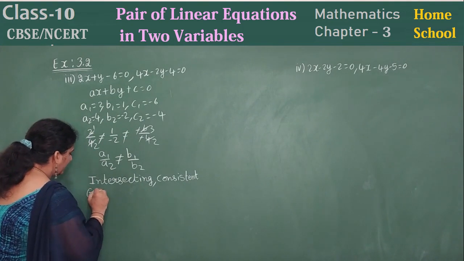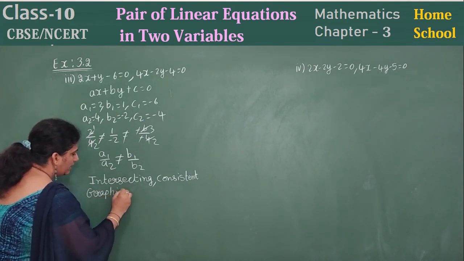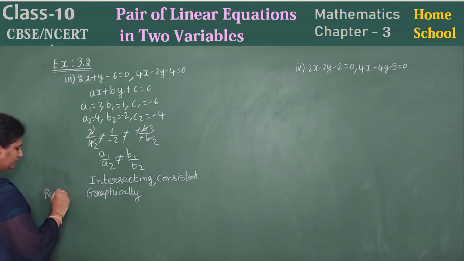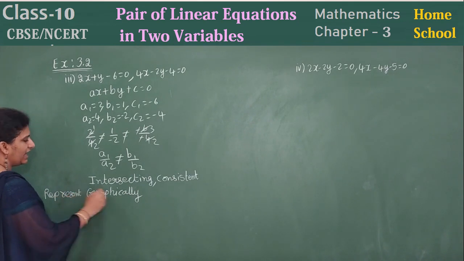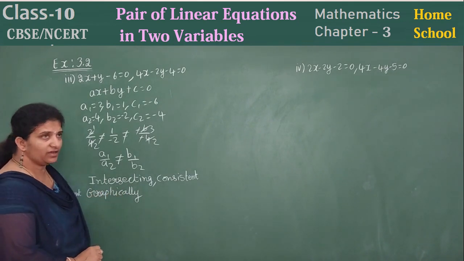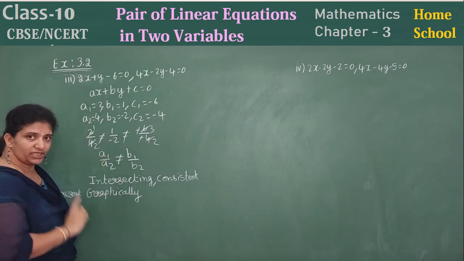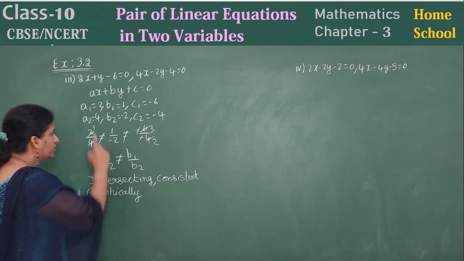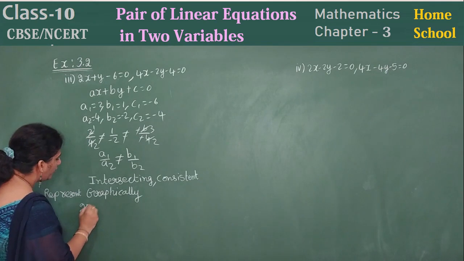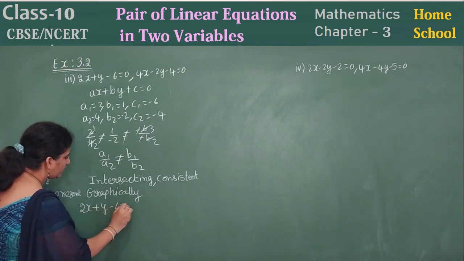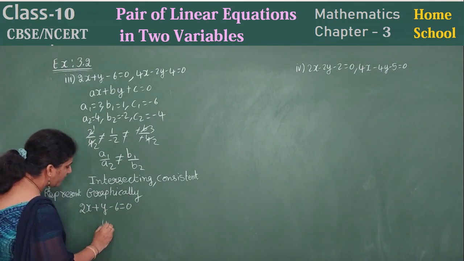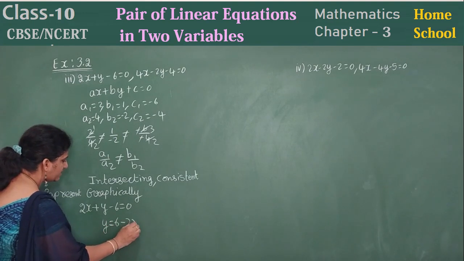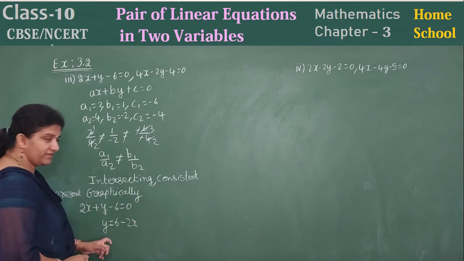So, graphically, represent graphically. How can we represent graphically here? Consider one by one equation, convert into y, draw the table, and then take the coordinates and plot in a graph. So your first equation, 2x plus y minus 6 equal to 0. Change the equation, children. y is equal to 6 minus 2x. Okay, this is your first equation.